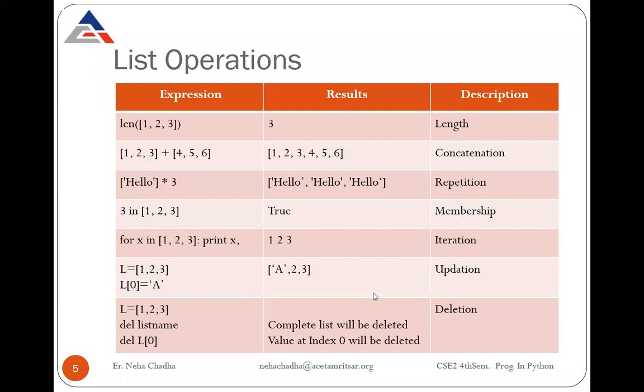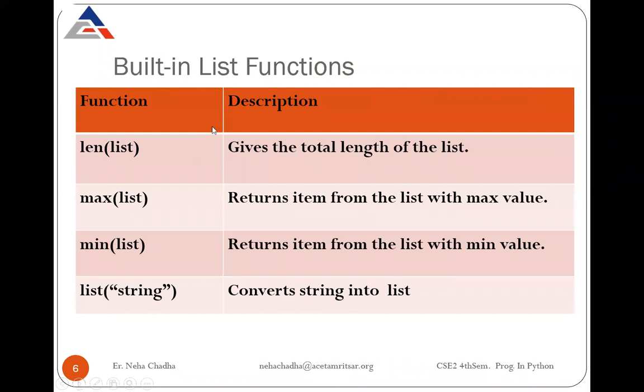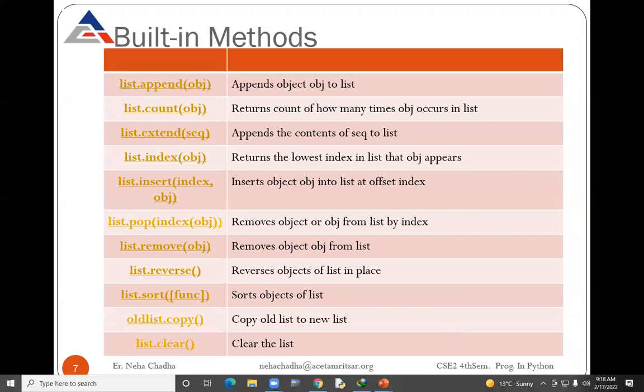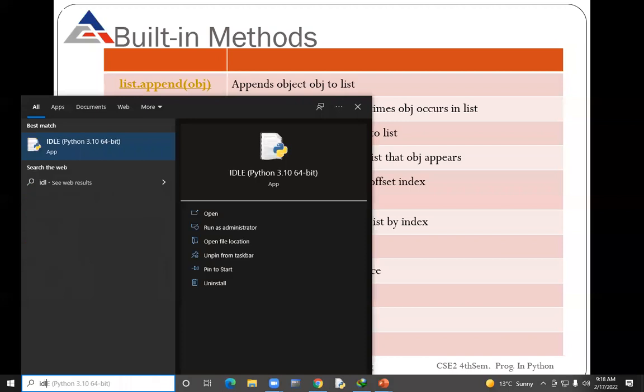And these are the various list operations that you can perform: length, concatenation, repetition, membership, iteration, updation and deletion. Okay. Then the built-in functions to find the length of the string, to find the maximum in the string, to find the minimum in the string, and to convert your string into a list. Then the built-in methods. I will start with the built-in methods and how you can perform them.